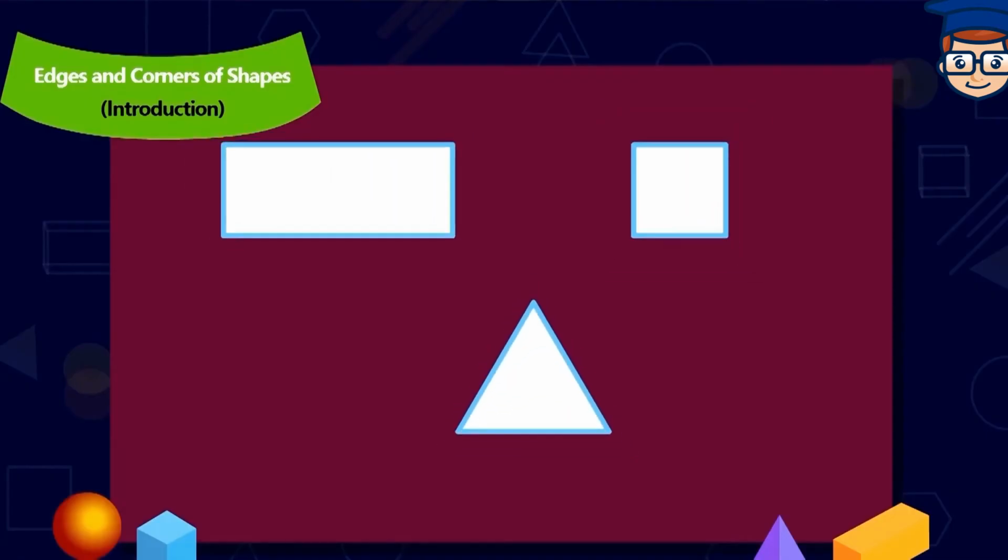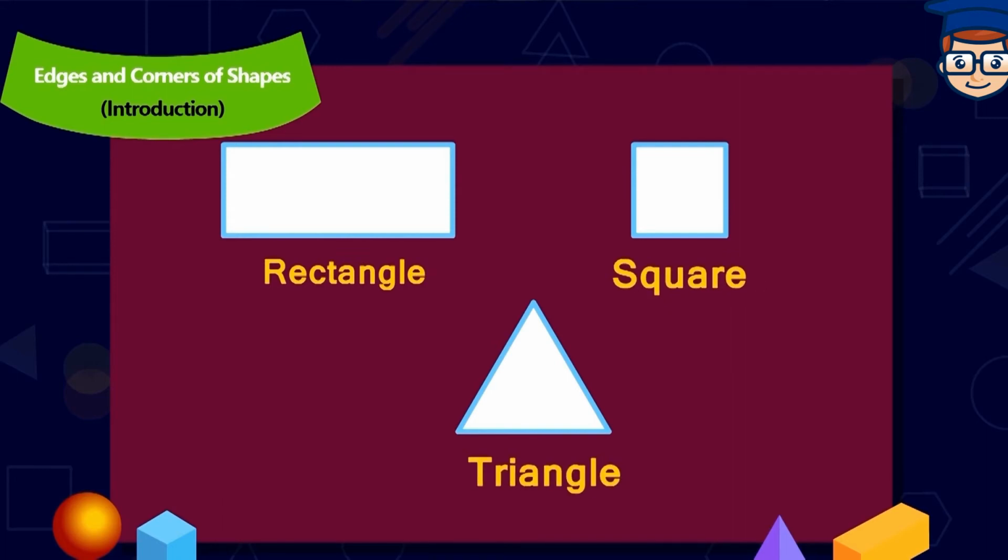Uncle made these 3 shapes on paper. Children, do you recognize these shapes? Yes, this is a rectangle. This is a square. And this is a triangle.